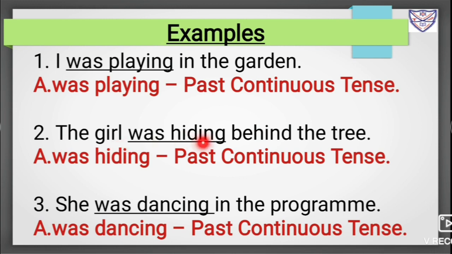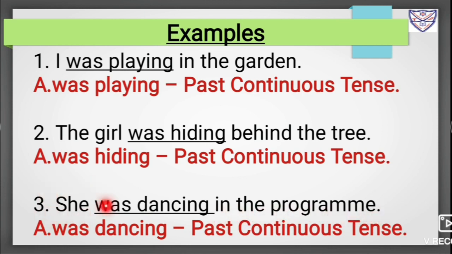Therefore we can say "was hiding" is in past continuous tense, as this verb shows an action which was going on or continuous somewhere in the past time. Number 3, she was dancing in the program.